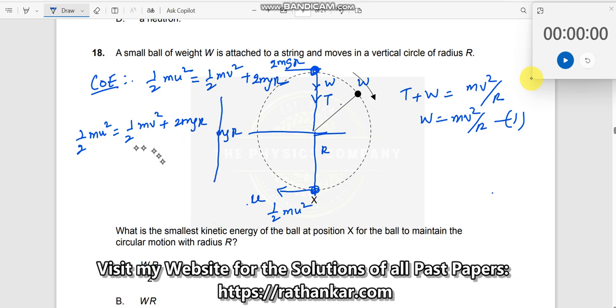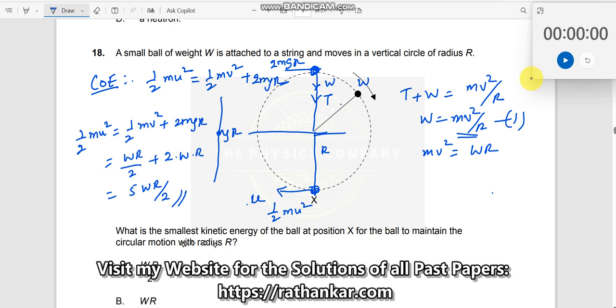And what is mg? Weight, right? Now half mv square, we know that mv square by r equals W. I'll write mv square equal to W into r, and substitute it over here. I'll write Wr by 2, and 2 into mg, which is W multiplied by r. So we have Wr by 2 plus 2Wr. How much will this be? Which will be 5Wr divided by 2.